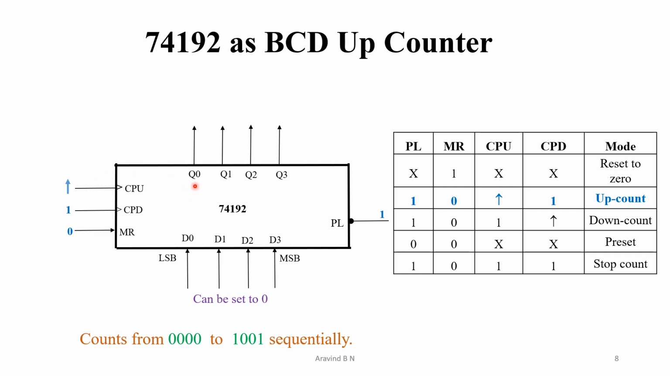The output can be observed from Q0 to Q3. Q0 is going to be the LSB and Q3 is going to be the MSB. Sequentially it will count from 0, 0, 0, 0 up to its terminal count 1, 0, 0, 1 in a sequential manner.